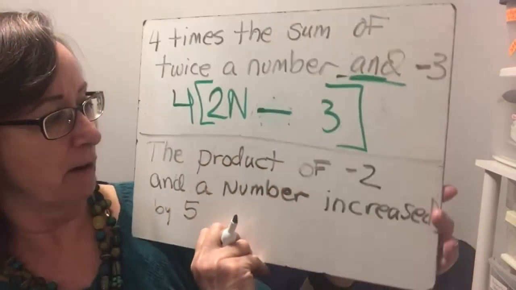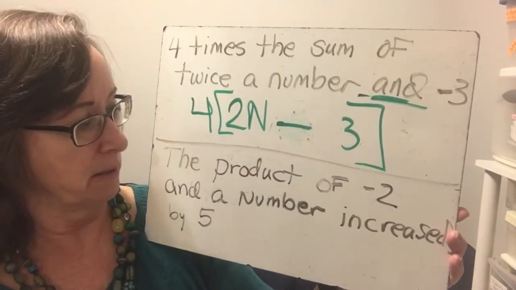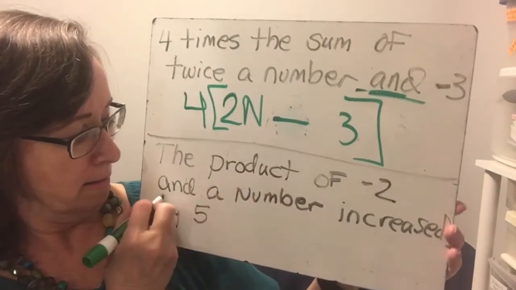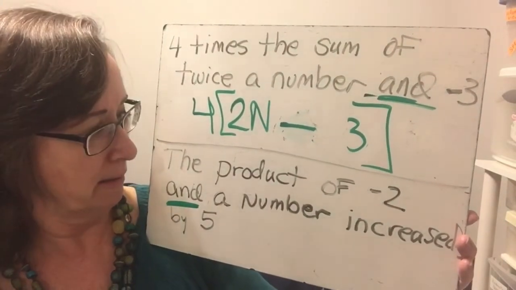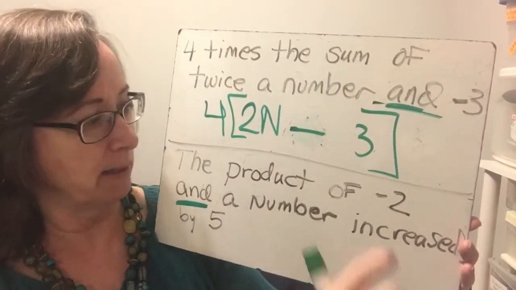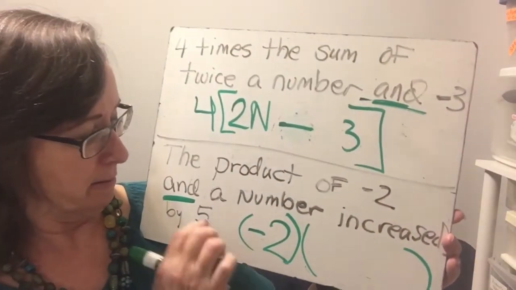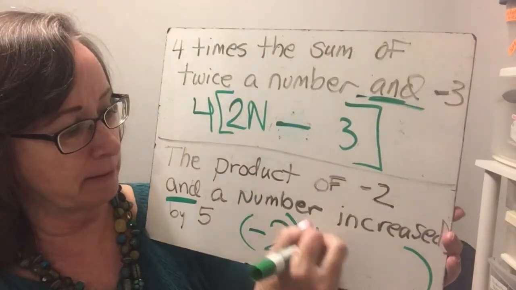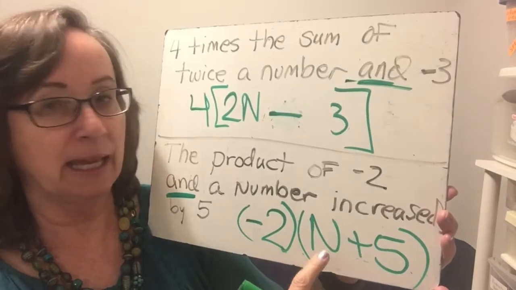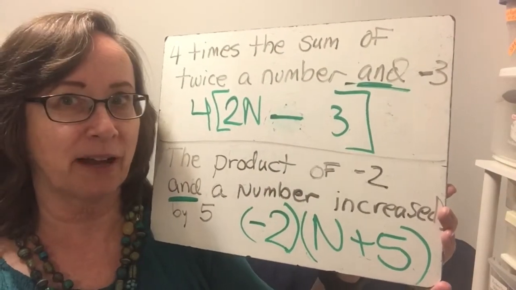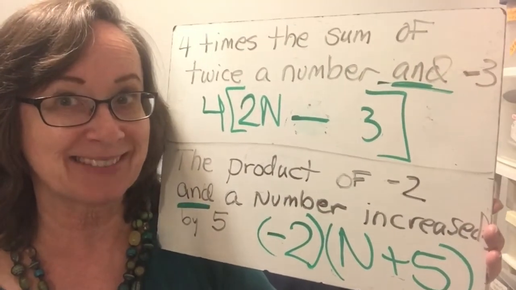And then down here, the product of negative 2 and a number increased by 5. The product, and there's the and. The and is where we put the times sign. The product of what and what? Negative 2 times a number increased by 5. Negative 2 times n plus 5. And we'll work on simplifying those a little bit more later, but right now we're just writing our algebraic expressions.